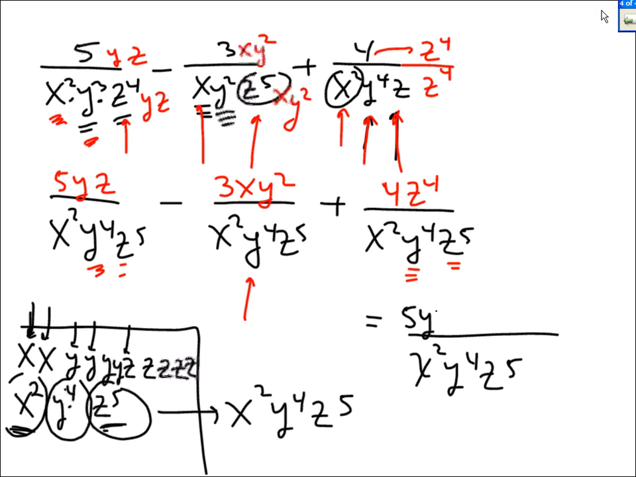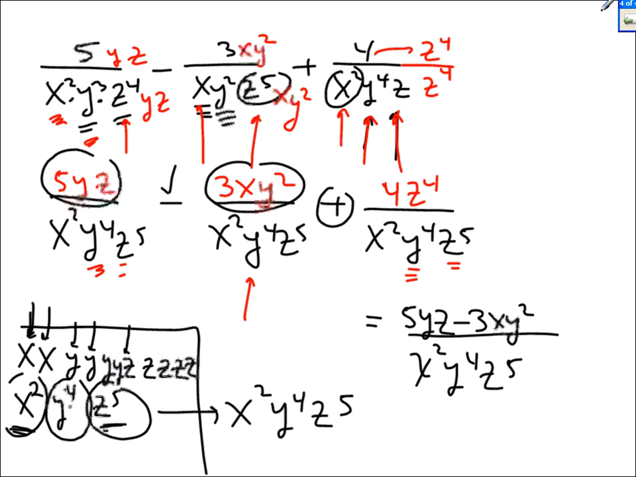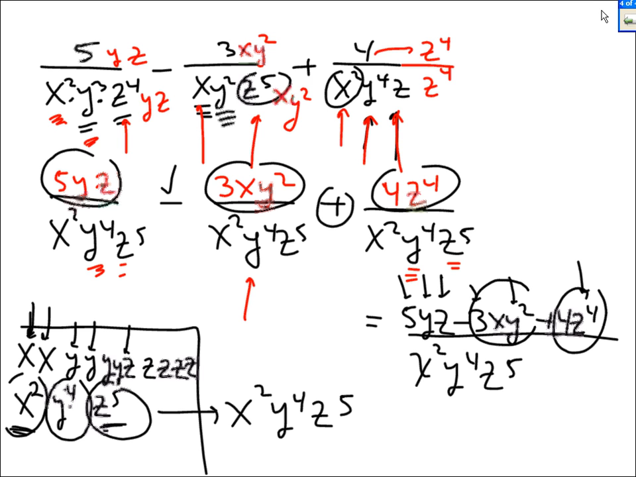Copy down the numerator: 5yz minus 3x y squared plus 4z to the 4th. And in terms of numbers, nothing goes into 5 and 3. In terms of y's, I have a y in the first term, a y in the second, but no y's in the third. In terms of z, I have z's in the first and the third, but no z's in the middle. So there is your final answer. There it is.